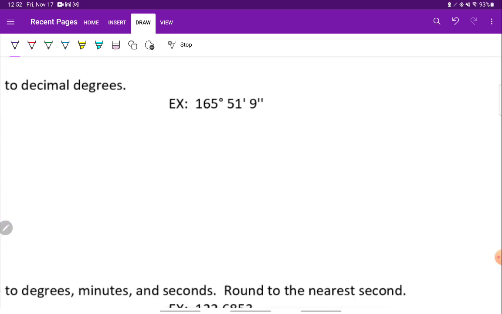Let's try another one. This one not only has minutes, but also seconds. All right, so we'll start with our 165 degrees. We just saw to determine what portion of a degree 51 minutes is, we're going to take 51 and divide it by 60 because there's 60 minutes in a degree.